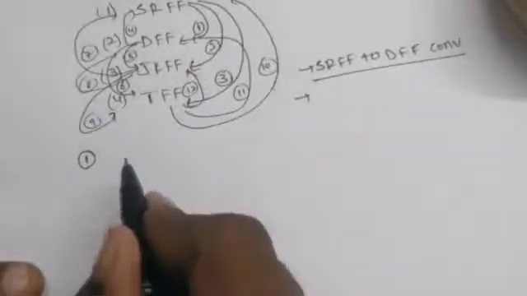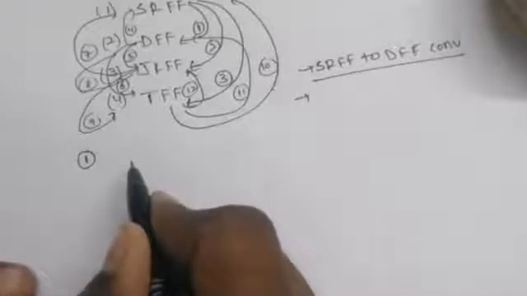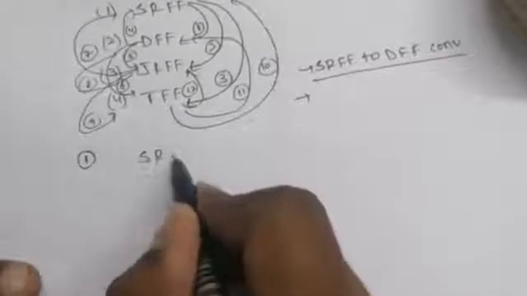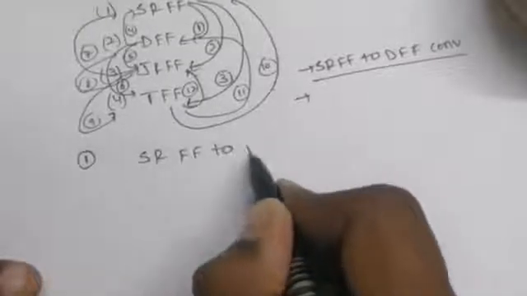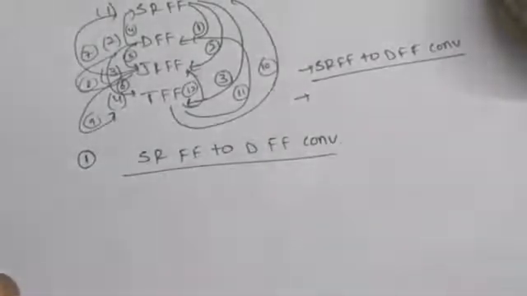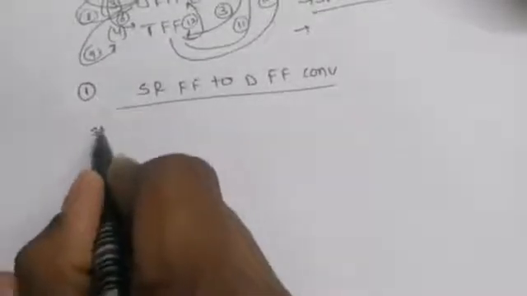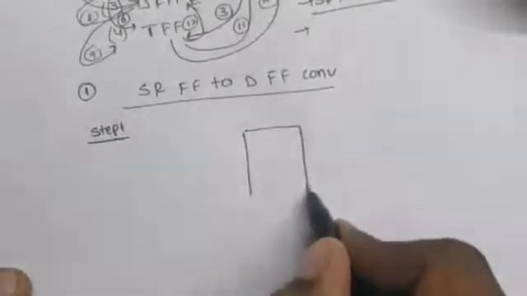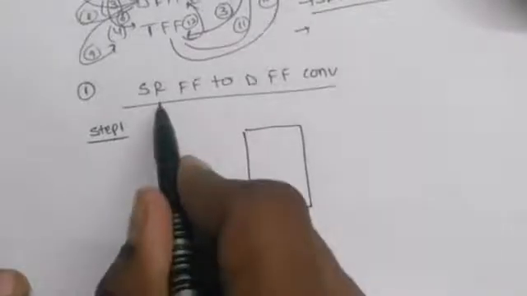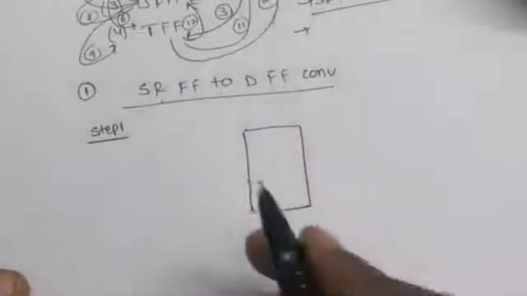So first, we have to consider how we will convert SR flip-flop to JK flip-flop or any other flip-flops. I will consider SR flip-flop to D flip-flop conversion first. This will be explained in 5 different steps. In step 1, we have to take which flip-flop is available here. In SR flip-flop to D flip-flop conversion, SR is the available flip-flop, and D is the required flip-flop, the required result.